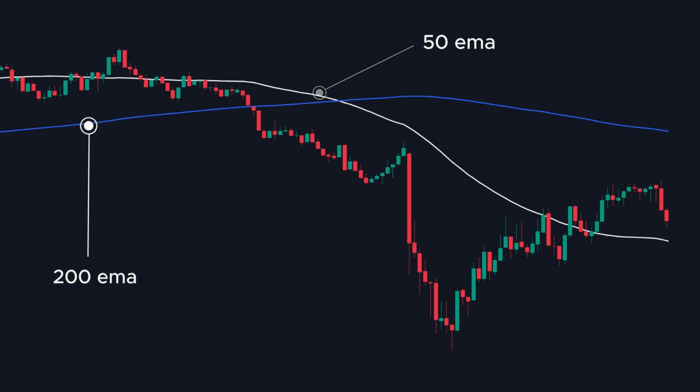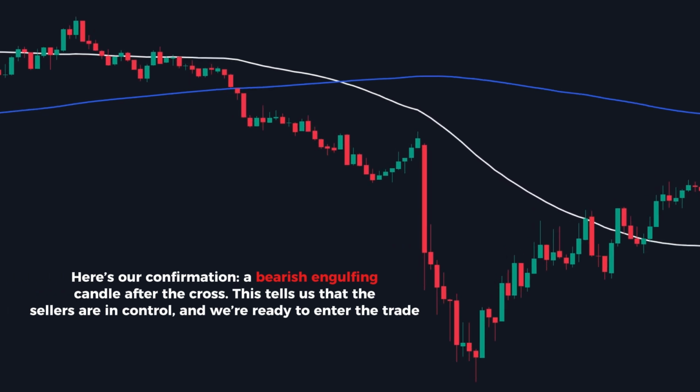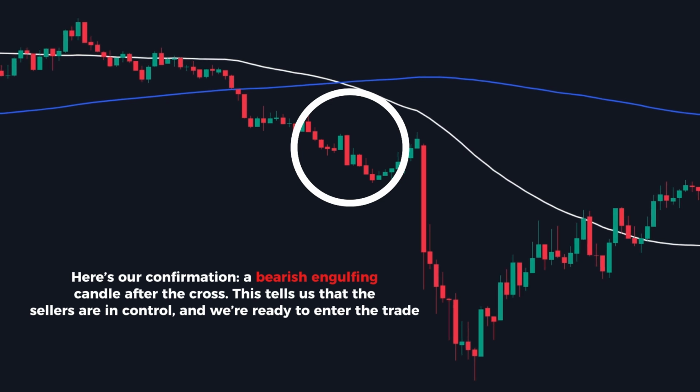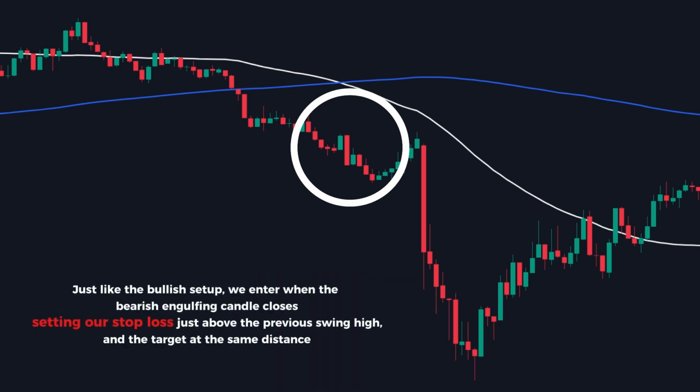A bearish engulfing candle forms shortly after the EMA cross. This type of candlestick is a powerful indicator that sellers are firmly in control, as it completely engulfs the previous candle's body. This gives us the confidence to proceed with the trade setup. Just like with the bullish scenario, we enter the trade at the close of the bearish engulfing candle.